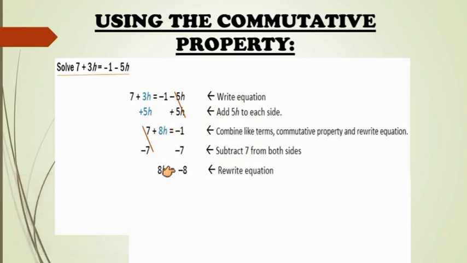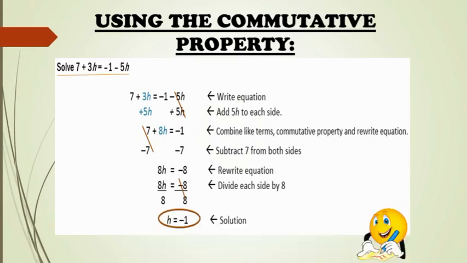Negative 1 minus 7 equals negative 8. Now we have 8 that's being multiplied by our variable h. In order to get the variable all by itself and isolate it, we need to use inverse operations. So we're going to divide both sides by 8, which will give us our solution of h equaling negative 1.